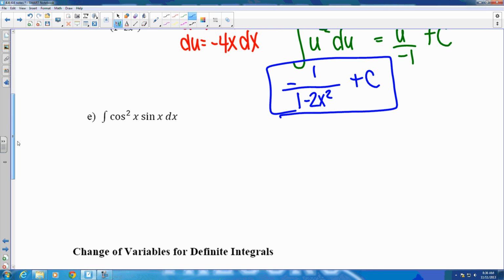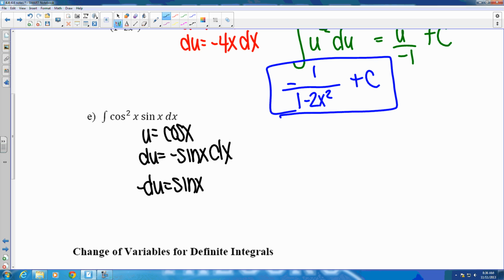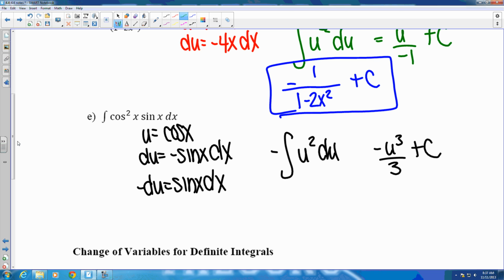Letter E, our u is cosine x. du is negative sine x dx. We need to move the negative over. So we have a match. Now we have negative integral of u squared du. Integral of u squared is u cubed over 3 plus c. Negative cosine cubed x over 3 plus c.